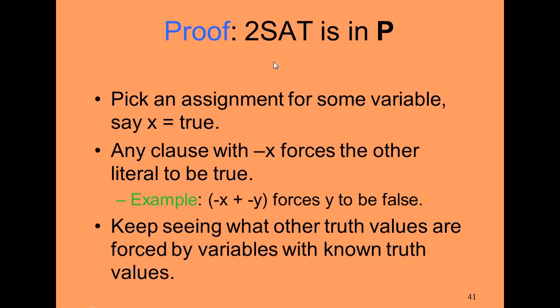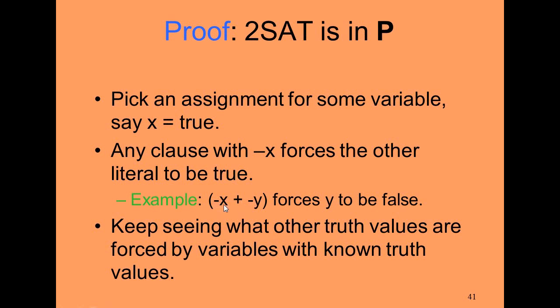So 2-SAT is in P. We can assign some variable, say x, equal to true. Any clause with minus x forces the other literal to be true. For example, here is an expression which represents 2-SAT. So there are only 2 literals. So x is assumed true.